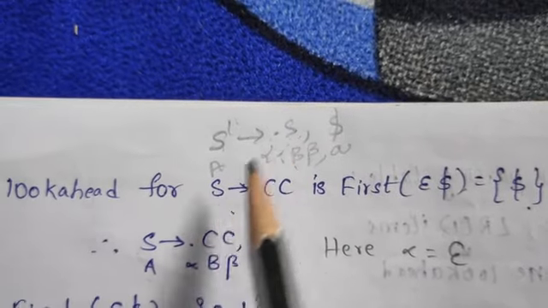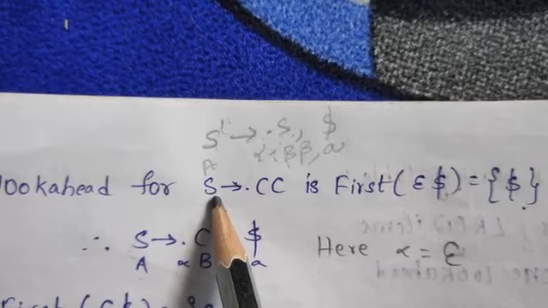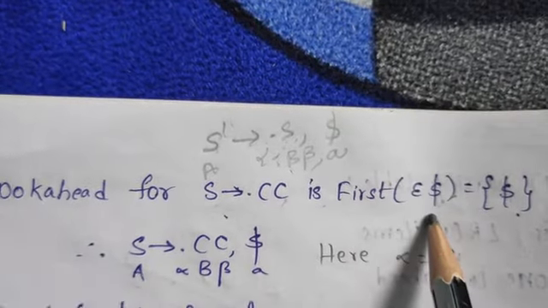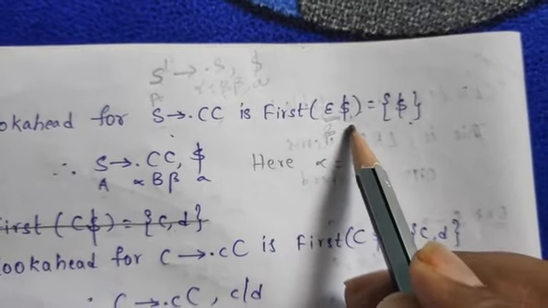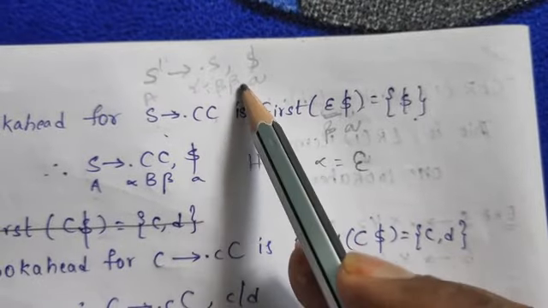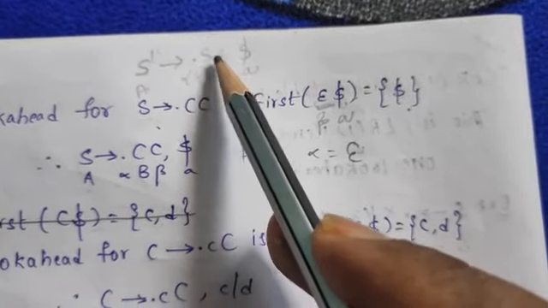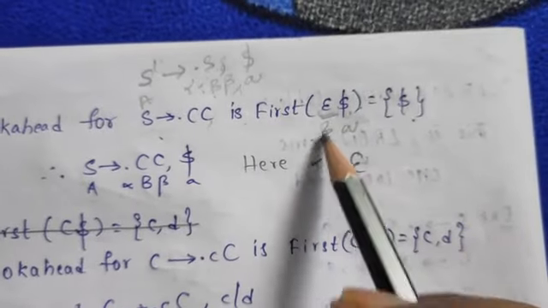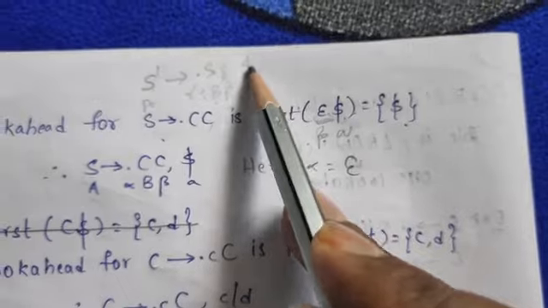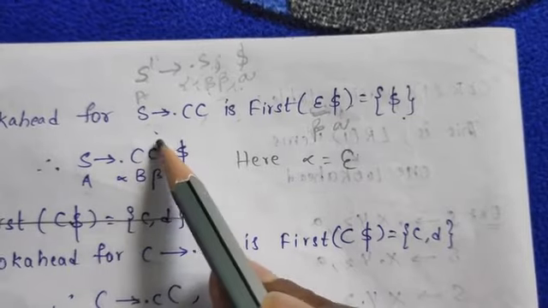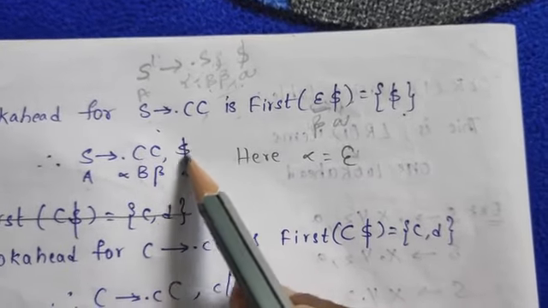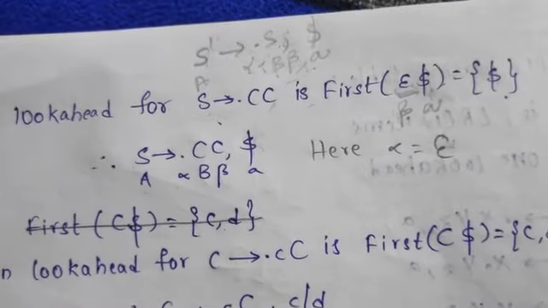For that reason, for a production that starts with S, the lookahead is nothing but first of beta comma A. In this one beta is nothing but epsilon, an empty string is there. For that reason we are placing epsilon, and here A is nothing but dollar. Placing dollar, finally it will get dollar. So for that reason this S tends to dot CC has a lookahead that is nothing but dollar.